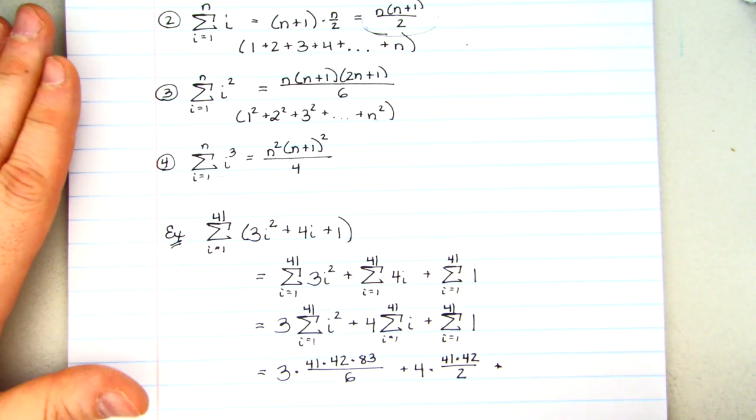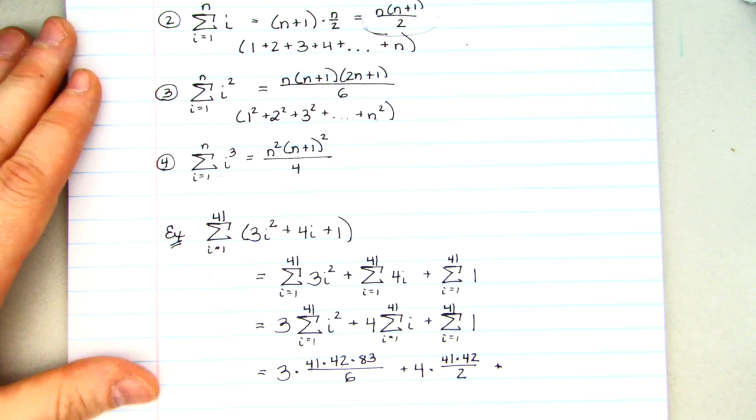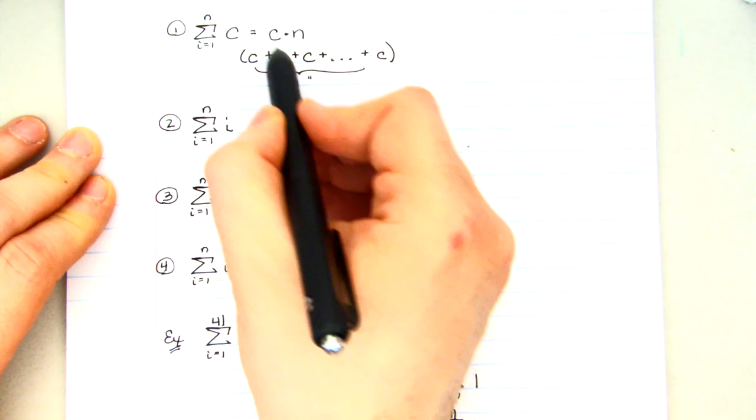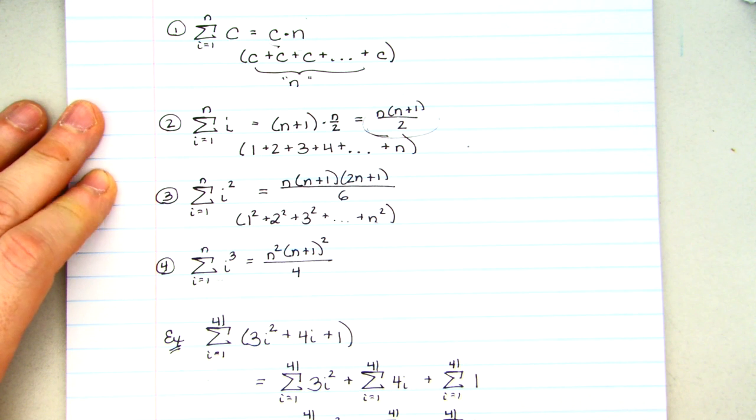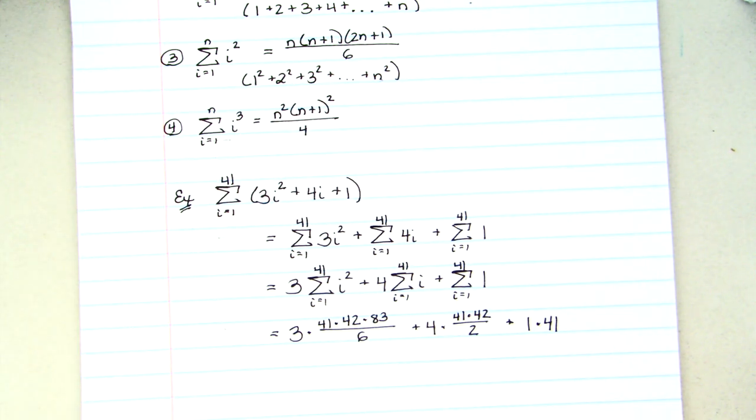The last one. I want to add up 1 plus 1 plus 1 plus 1, 41 times. Well, I think you know how to do that, but if you just want to use the formula, that is our top formula over here. I'm going to do my constant of 1 times the number of terms, 41. Go to your calculator and work through that calculation. Then I want to do one last problem, and then we'll be good for today.